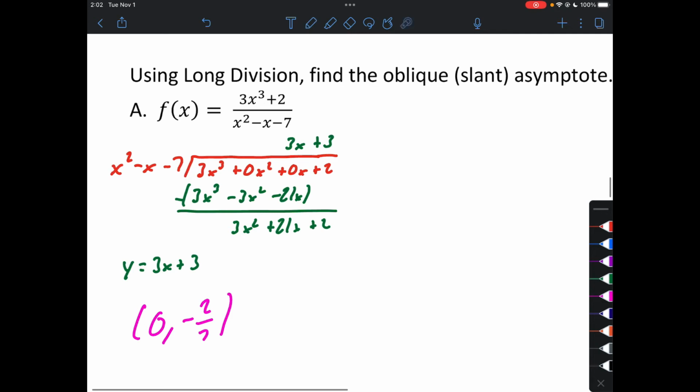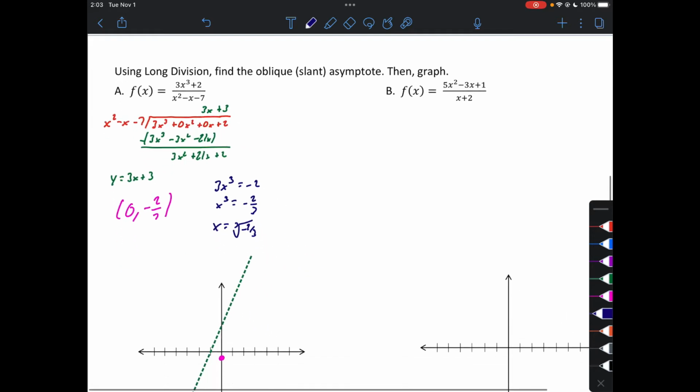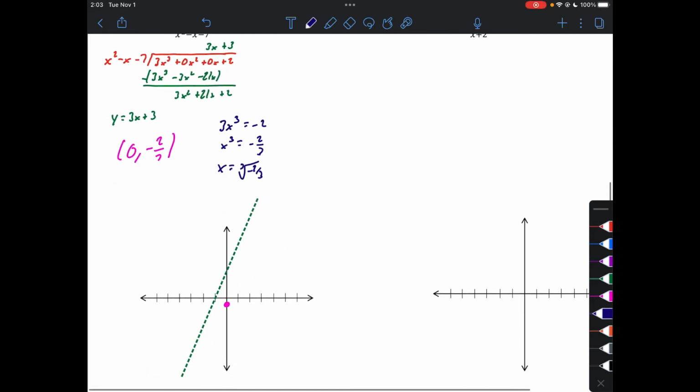X-intercepts, if we set this equal to 0, let's see, we get 3x cubed equals -2. So x cubed equals -2/3. So x would equal the cube root of negative 2/3. I'm not going to lie to you, I don't know what that is, but I know it's a pretty small negative number here, so probably something along the lines of right about there.